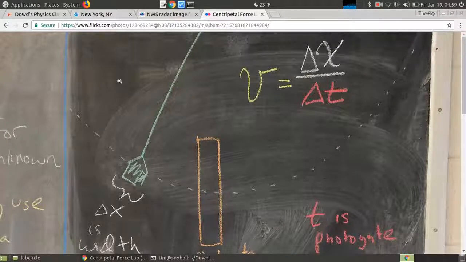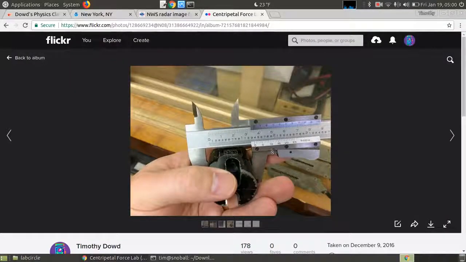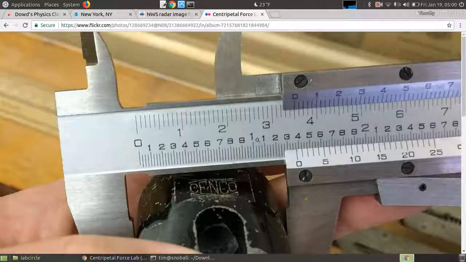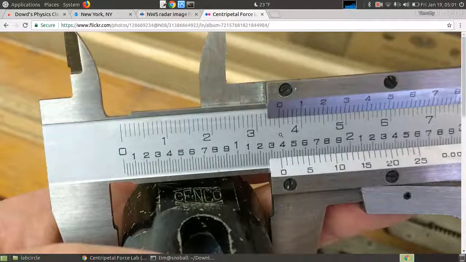The change in time is obvious. How long is the photo gate blocked for? But I think you can imagine if this was a fat weight, it would block the photo gate for longer. If it was a skinny weight, it would block it for less time. So the delta x in this equation is actually the width of the object. This device you have here is called calipers. It's good for getting the diameter of things. There are these teeth which you spread out, put around your thing and clamp on them. And then you can read off the scale how wide apart the teeth are. So this thing has a diameter of 3.5 centimeters.